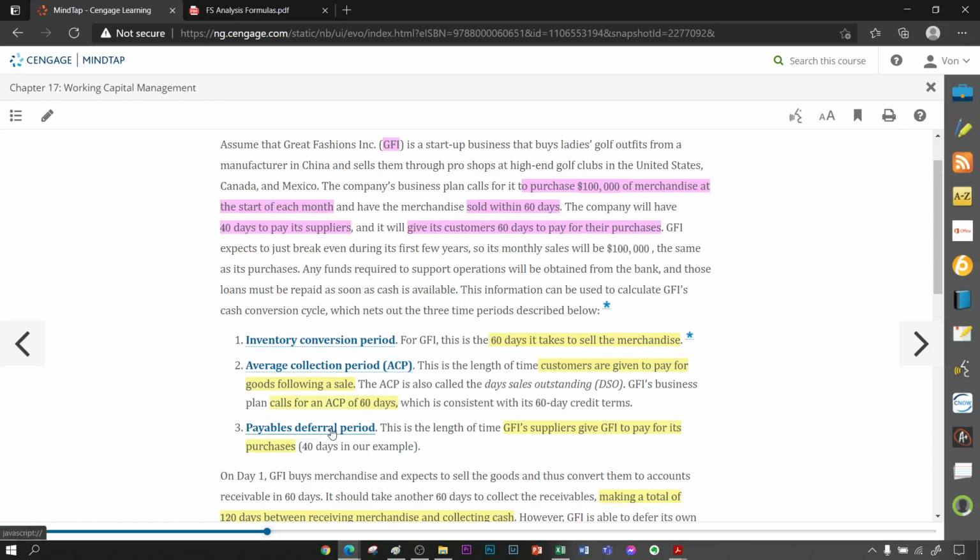Then yung pangatlo, payables deferral period. This is the length of time GFI's suppliers give GFI to pay for its purchases. So saan mo nakita yan? Ito, the company will have 40 days to pay its suppliers. So ang tawag dyan, payables deferral period. Okay.